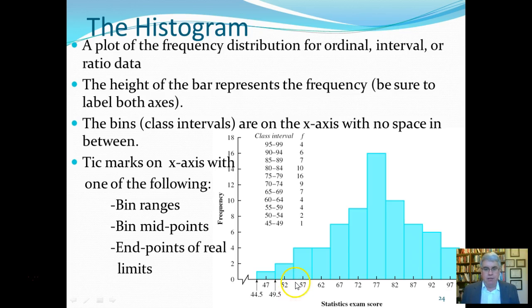We could do the bin ranges. We could put the class intervals. We could say 95 to 99, that we could put 95 to 99 down there. That would work very nicely.